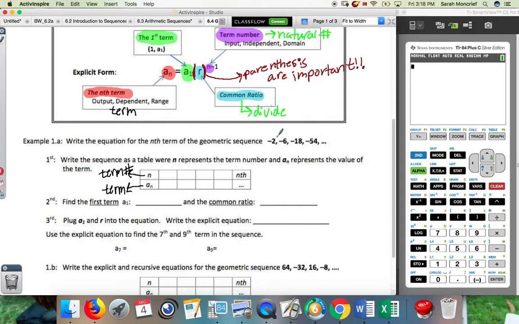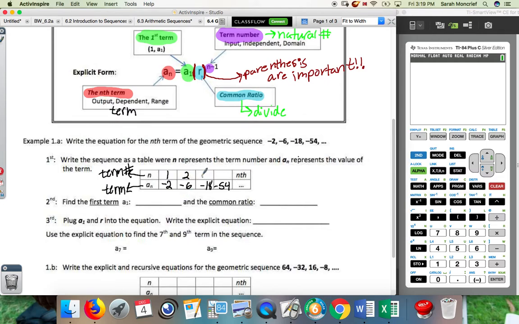When they give us -2, -6, -18, -54, did they give us a term number or a term? You're right, they gave us a term. So we have -2, -6, -18, and -54. Now we can place term numbers on those, because it's just first, second, third. So which one is my first term? -2. Which one's my second term?